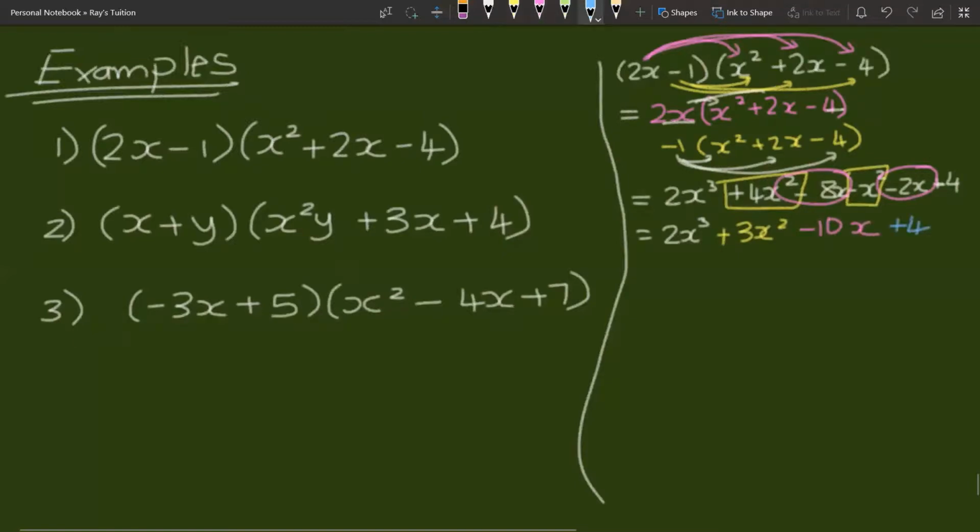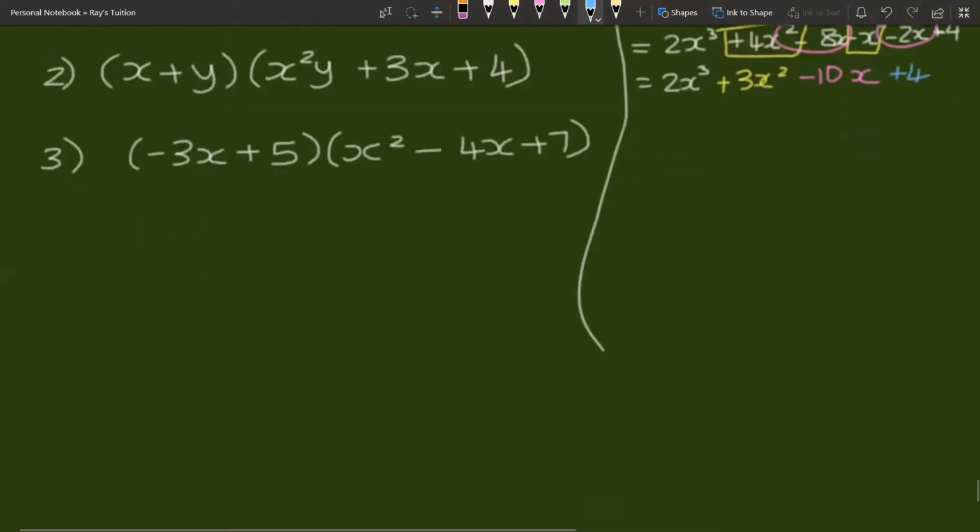So the first step is to make sure we distribute everything in the first bracket to everything in the second bracket. Then we use the distribution law as we've learned in the previous videos. Then what we have to do is group our like terms and add and subtract them respectively, whichever one's corresponding. Okay, so let us look at the second one.